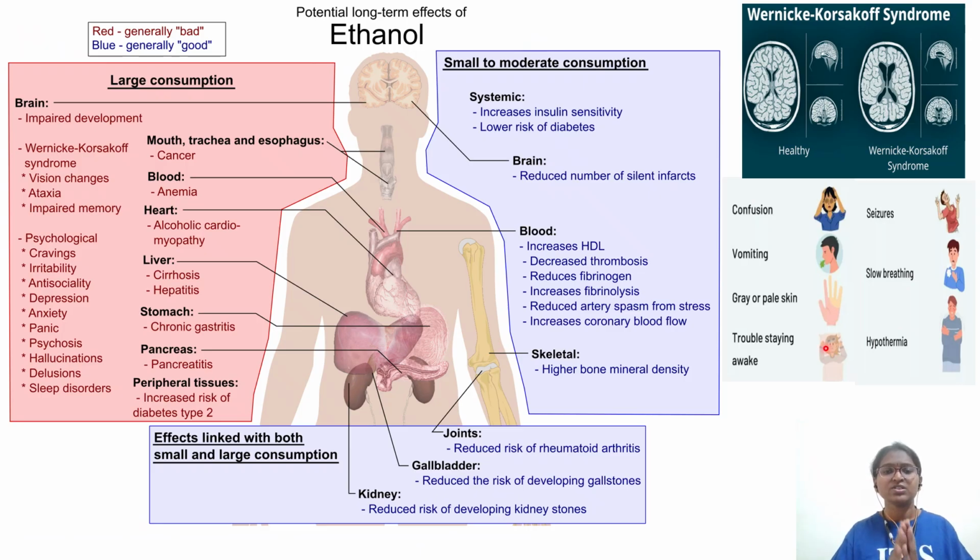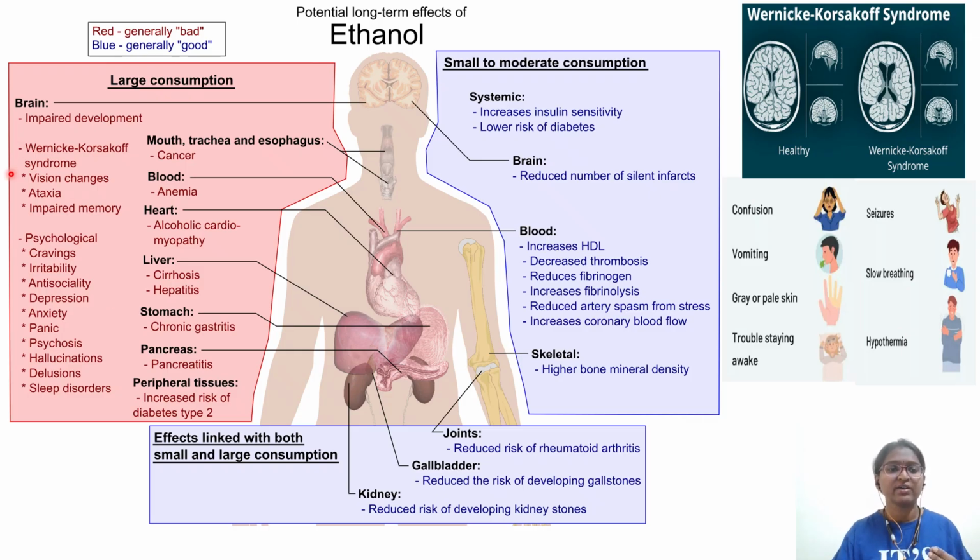This diagram very clearly explains the potential long-term effects of ethanol. We have large consumption, which is generally bad, and small to moderate consumption, which is supposed to be good. I will not discuss the good parts because I am not in favor of alcohol. Upon large consumption, we will see this. I request you to pause here and read it yourself, because this is a very good diagram, clearly laid out by organ, showing how alcohol has adverse effects.